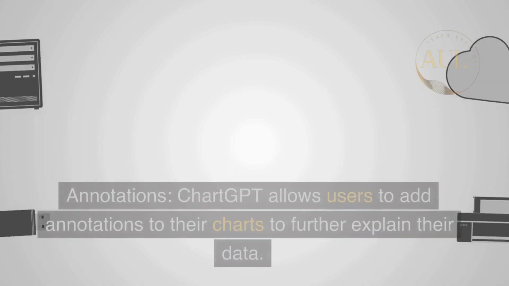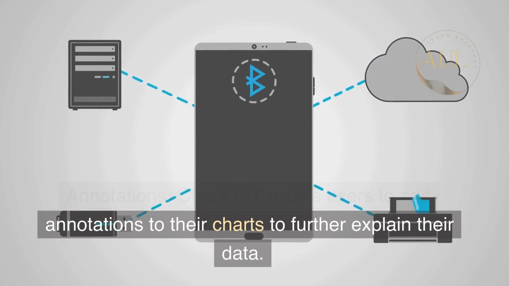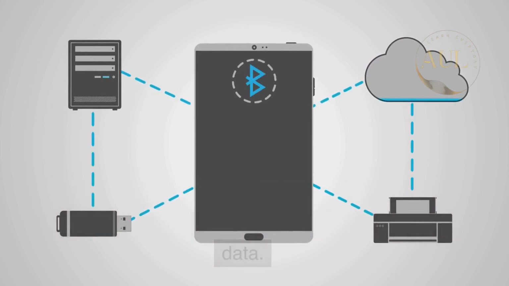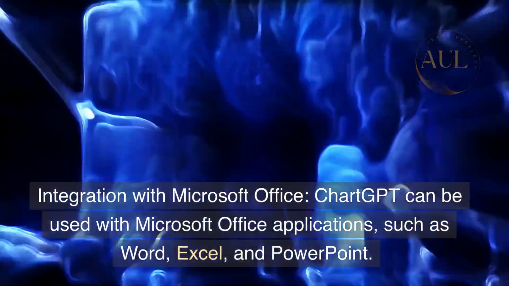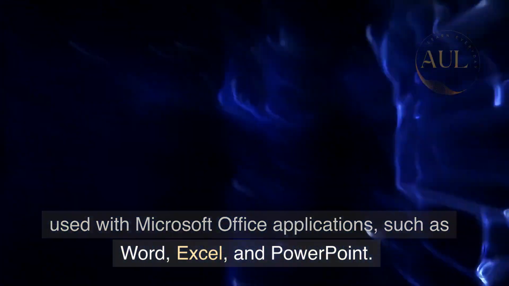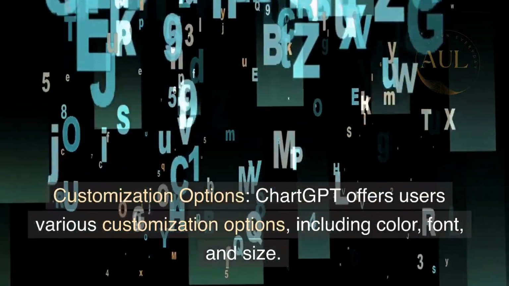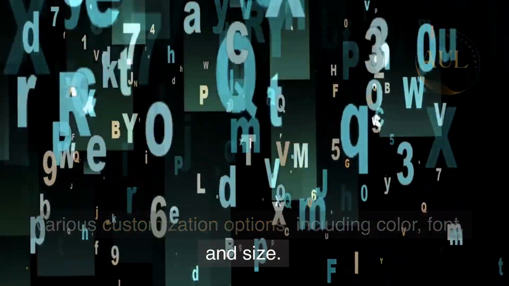13. Annotations. ChartGPT allows users to add annotations to their charts to further explain their data. 14. Integration with Microsoft Office. ChartGPT can be used with Microsoft Office applications, such as Word, Excel, and PowerPoint. 15. Customization options. ChartGPT offers users various customization options, including color, font, and size.